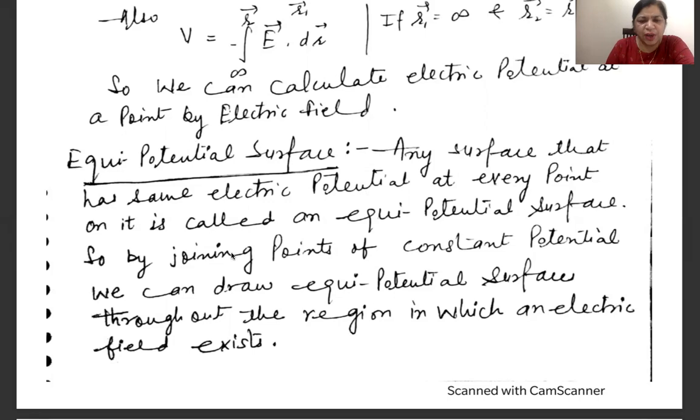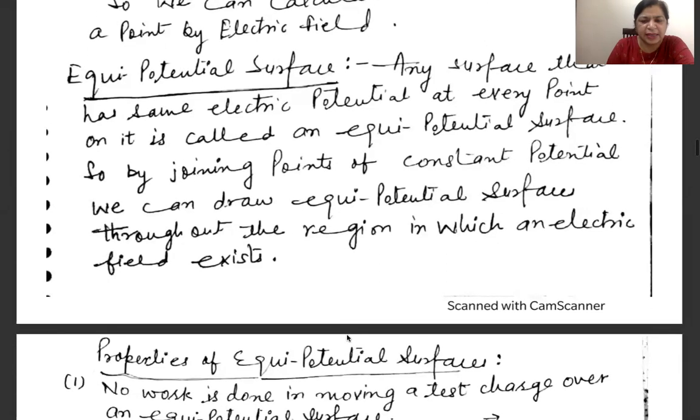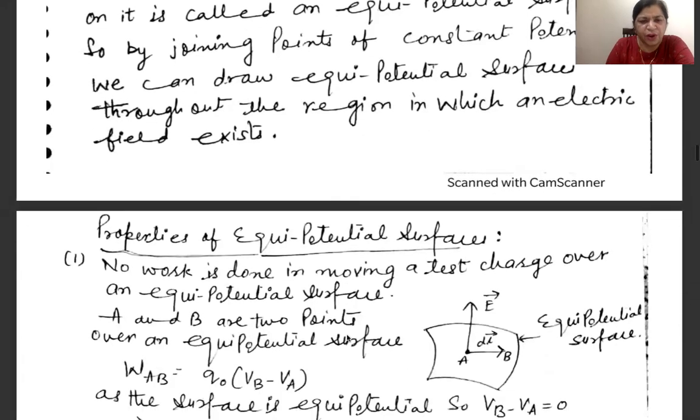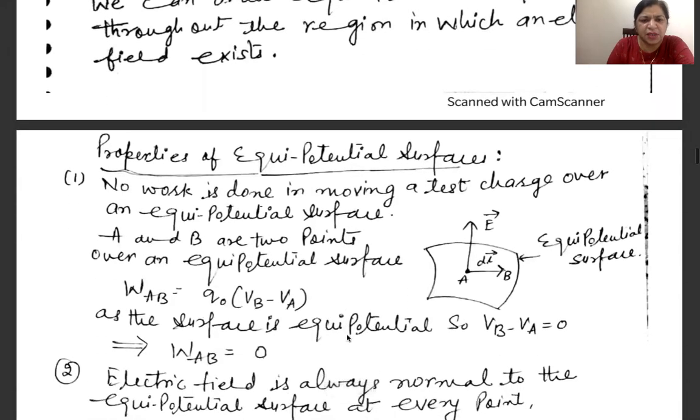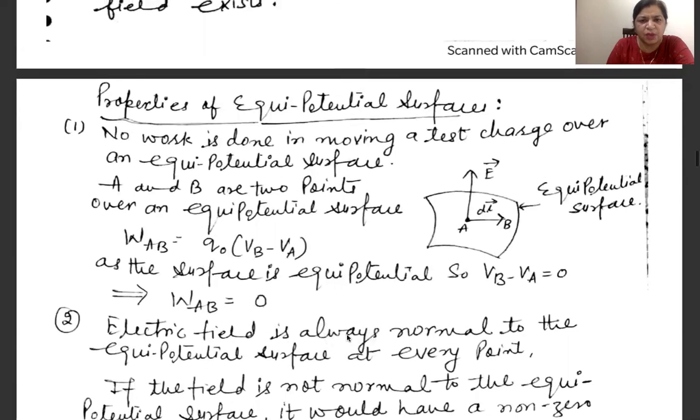So by joining the points of constant potential, we can draw the equipotential surfaces throughout the region in which an electric field exists. Now, before drawing the equipotential surfaces, we must be aware of the properties of the equipotential surfaces. The first property: no work is done in moving a test charge over an equipotential surface.